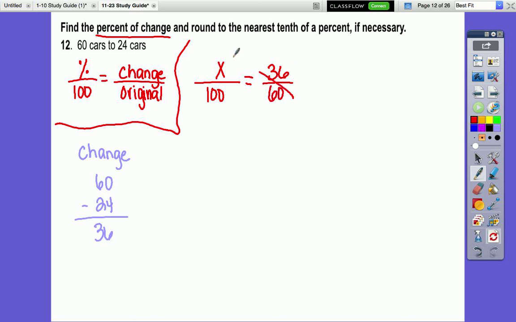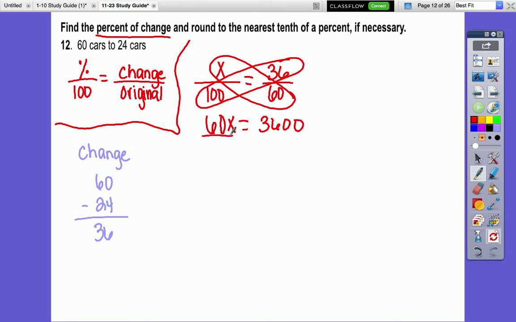So we're going to cross multiply, same steps. Once we get it set up, we're going to cross multiply here. 36 times 100 is 3,600. And you're going to solve this one-step equation by simply dividing by 60 on both sides to get your x by itself. And that leaves you with 60% as the percent of change.